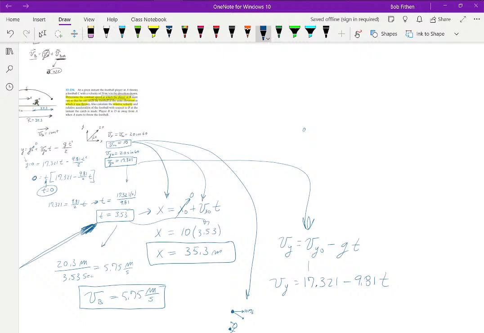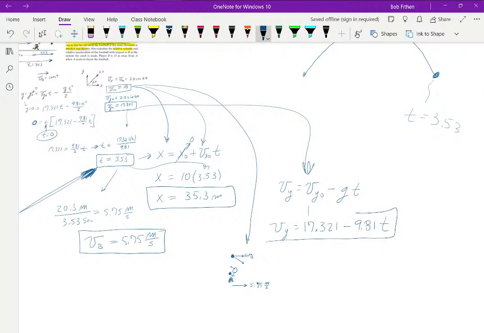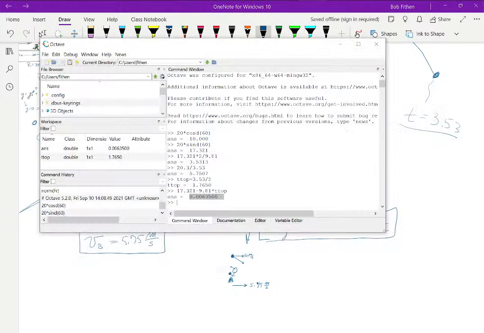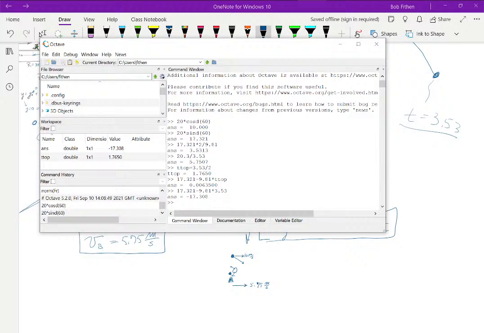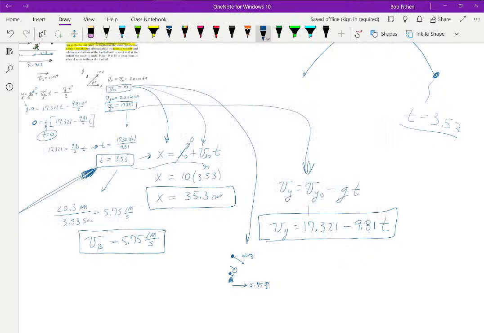Here's the projectile of the ball. This occurred at t equal to 3.53. Halfway is 3.53 divided by 2. Turns out the velocity in the y direction at that very top should be 0. So that's a way of checking to make sure you have this equation right: take the entire time, cut it in half, and double check that Vy is 0. Now let's go back and put in 3.53, which gives us minus 17.308. That makes sense. Actually, the exact number should be that in the opposite direction.